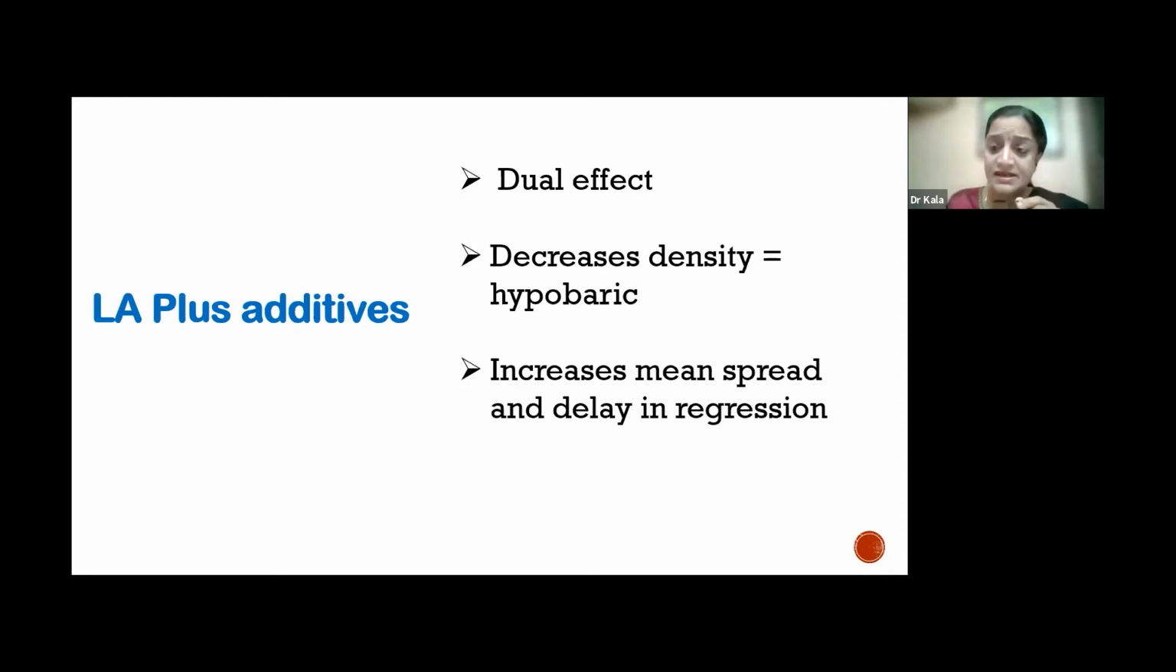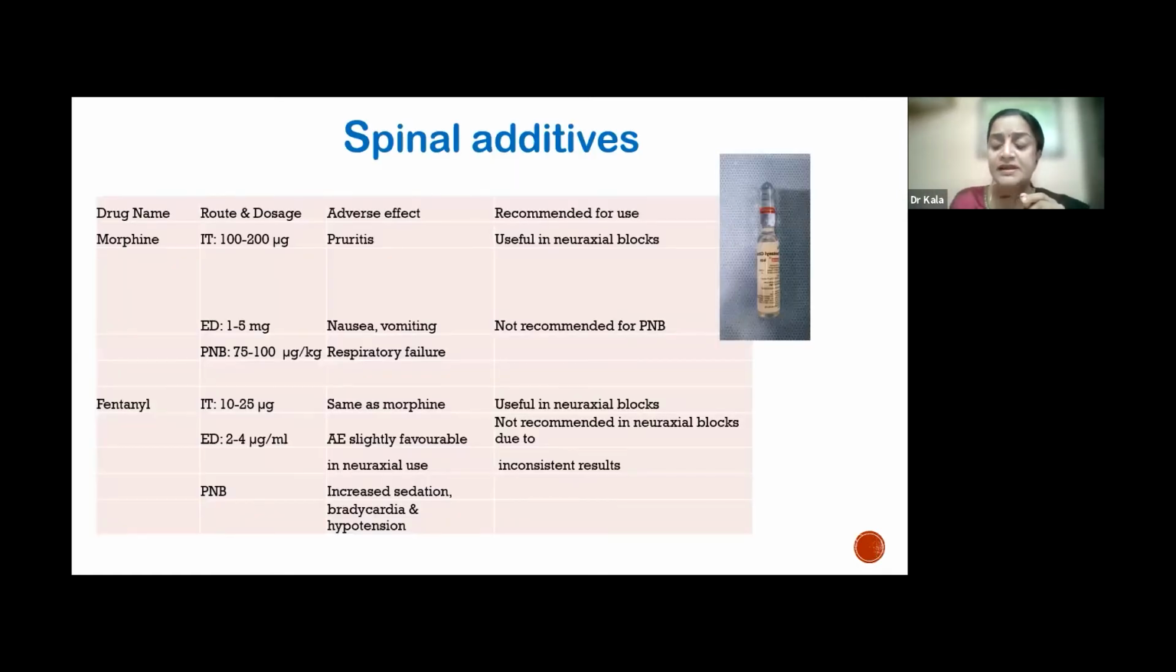Now, a local anesthetic agent in the intrathecal space along with additives gives you a dual effect. It decreases the density and sometimes makes it more hypobaric, and it increases the mean spread and delays regression. So it can have a lesser potency, but the mean spread is more and the duration of action is more. There are many spinal additives.